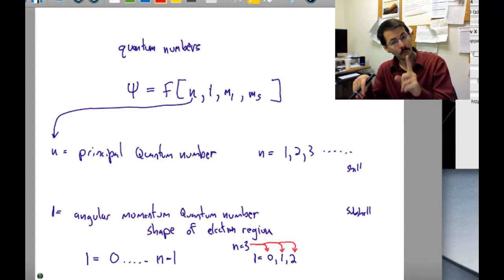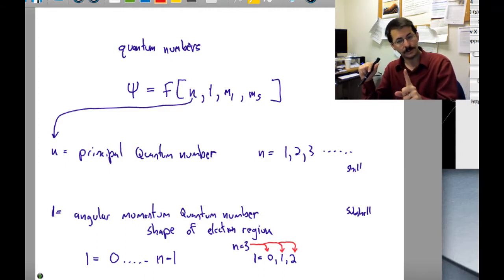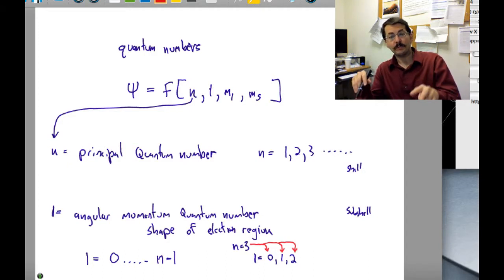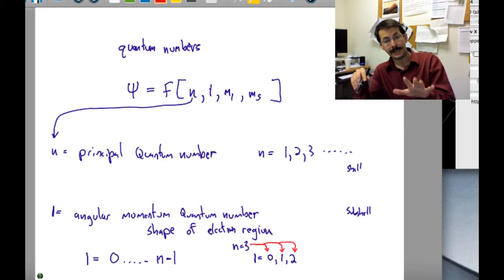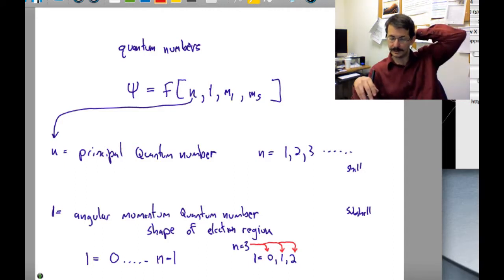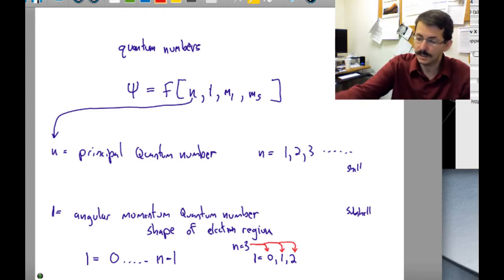An electron is only going to have one L value, one N value, one M sub L, one M sub S. Right? So even though there are multiple values that are possible for L, only one of them applies to a given electron. And again, this relates to the shape of the electron region that the electron resides in. This is the location where you can find the electron, the shape of the orbital associated with it.